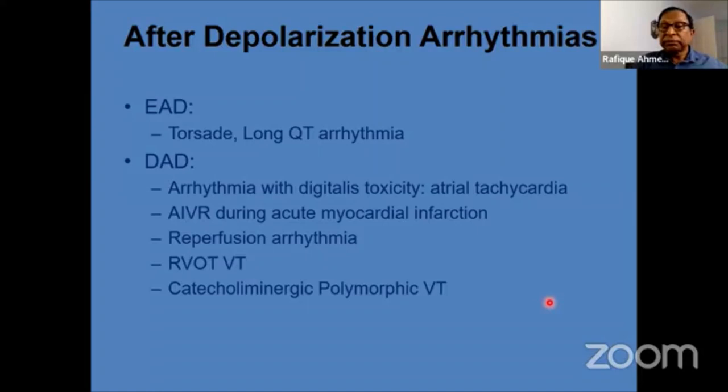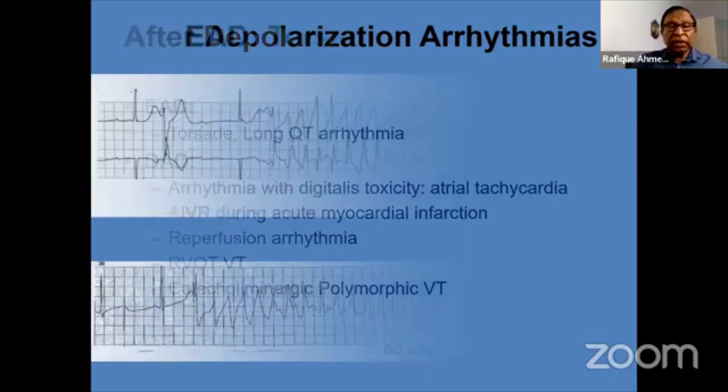Catecholaminergic polymorphic ventricular tachycardia. This is an important mechanism to understand because it will also tell us how to treat these patients. So this is an example, and it is very common.